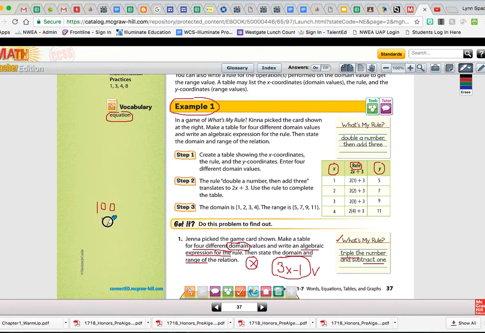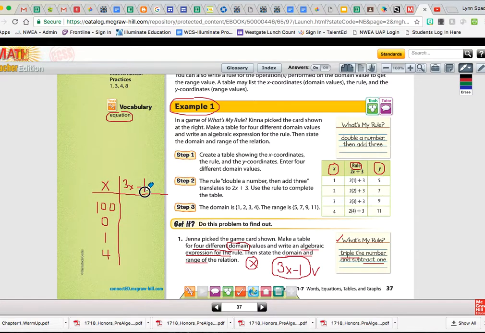I can pick the number 0. 0 is always a really easy number to pick for the domain because anything times 0 is 0, and it's easy to work with. I'll pick the number 1, and then I'll pick the number 4. Okay, so those are my x values, also known as the domain. I'm going to make a table here similar to the example shown. I'd like you to do the same on your note sheet. Our rule is 3x minus 1.